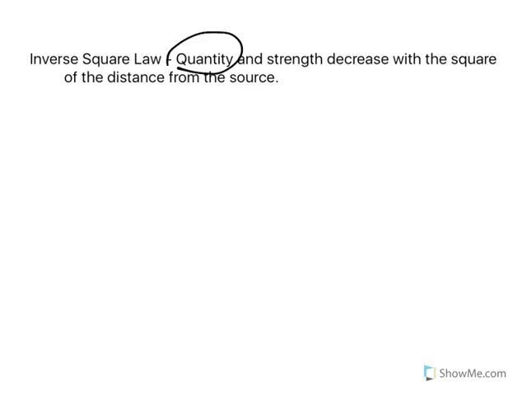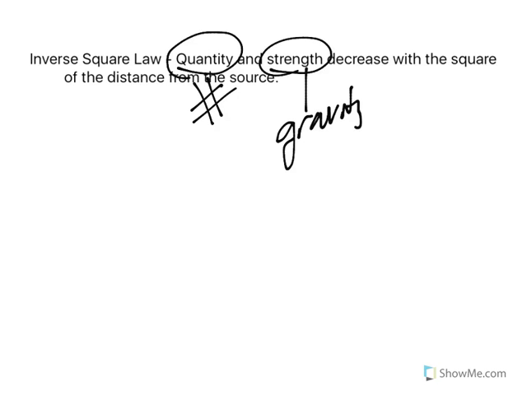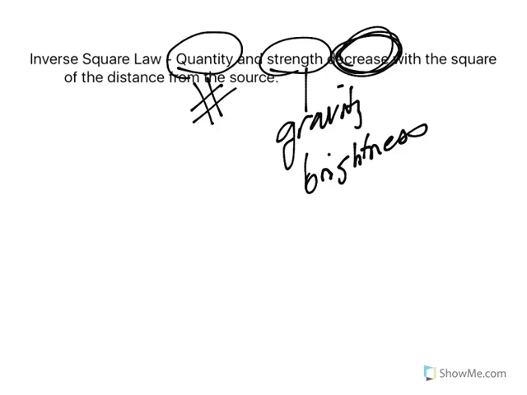What we mean by quantity is a number, such as 1, 2, 20, 45, 110. And what we mean by strength is the strength of a property, such as gravity, or brightness of a light bulb, or brightness of a star. And the key word here in this law is decrease. So the quantity and the strength will always decrease as you step away from the source.